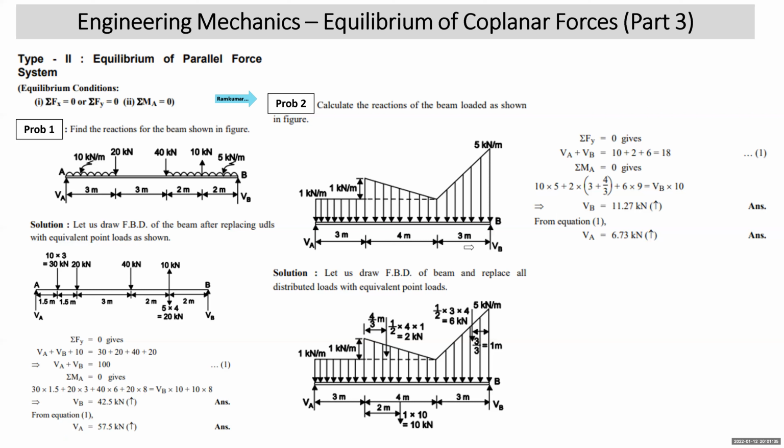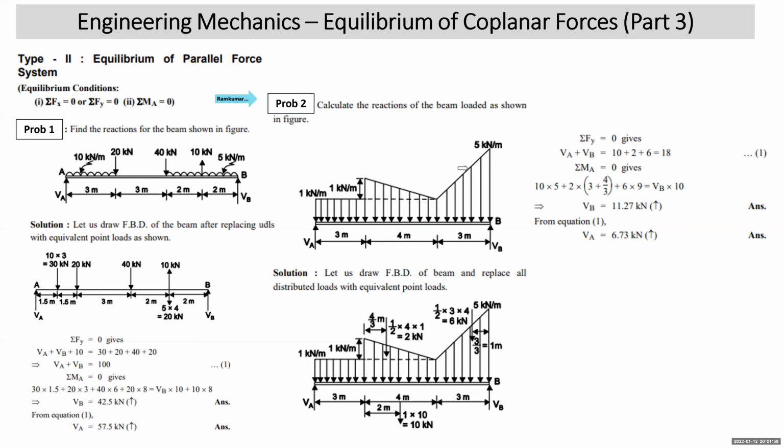This time you have a beam of length 10 meter. It is subjected to UDL and UVDL. The first 3 meter is UDL. After that you have UVDL with intensity reducing from 2 kilonewton per meter to 1 kilonewton per meter for 4 meter. Then it increases from 1 kilonewton per meter to 5 kilonewton per meter, extending up to B.